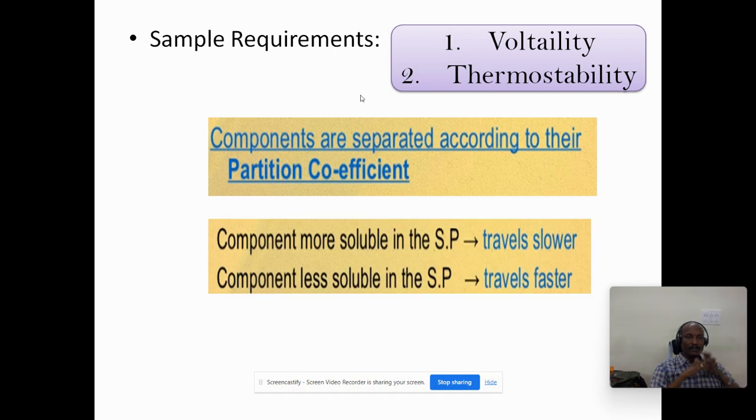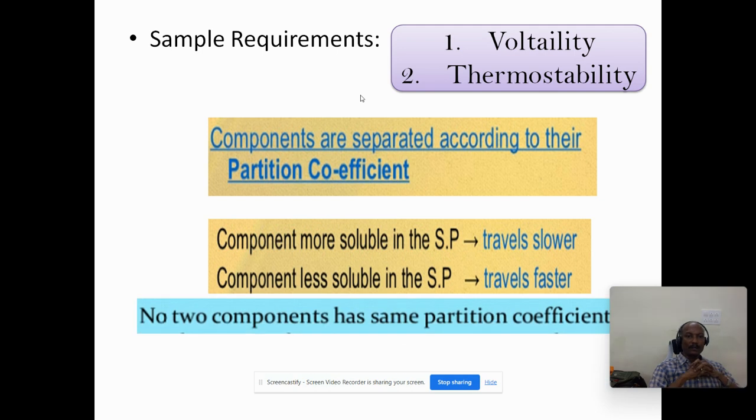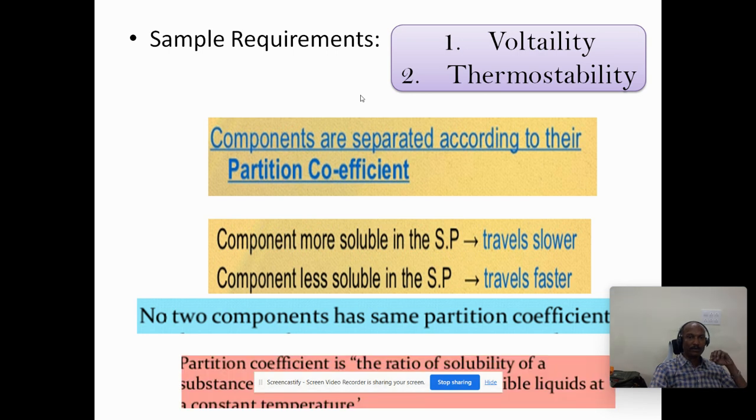Suppose the components are more soluble in the stationary phase, then they will travel in a slower manner. If the components are less soluble in the stationary phase, they travel a little bit faster. One more important aspect in this case is that no two components have the same partition coefficient.